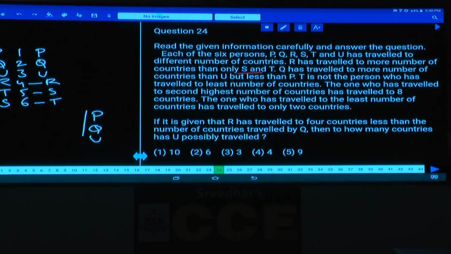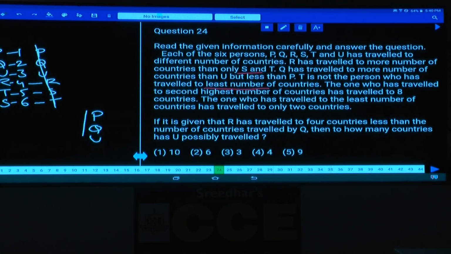Then what is the other information here? And T is not the person who has travelled the least number of countries. T is not the least, hence T least is ruled out. This case is ruled out. As this case is ruled out, now we are left with this one, P, Q, U, R, T and S is the order in which these 6 persons have travelled.